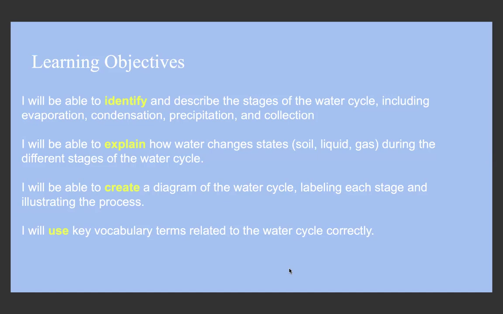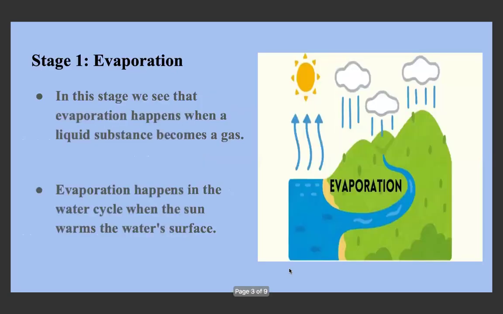Objective number three, I will be able to create a diagram of the water cycle, labeling each stage and illustrating the process. And lastly, our last learning objective for today is: I will use key vocabulary terms related to the water cycle correctly. Okay, so for today, we're going to start with our first stage, which is evaporation.